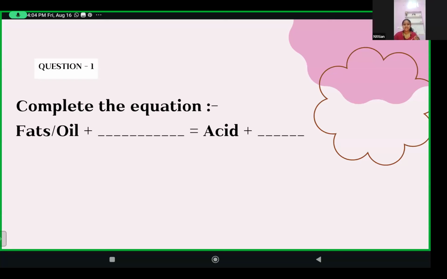Wait, ma'am, I'm gonna try something. Okay, go for it. Fats or oil plus sodium hydroxide equals acid plus soap. Acid plus soap. Yes, okay. No ma'am, acid plus oil. How come it will give oil? Sorry. Fats or oil plus sodium hydroxide equals acid plus soap. Okay. Next question. Ma'am, acid plus fat and oil. Okay, next question.